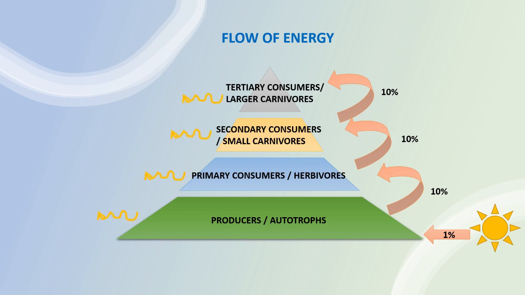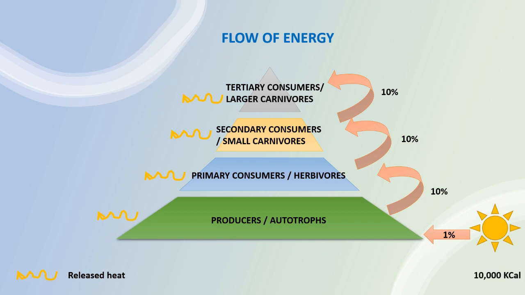And during this process, some heat of sunlight is lost, or we can say that some heat energy is released during this process. And the loss of energy at each step is so great that very little usable energy remains after 4 trophic levels. Now let's have a look at an example.